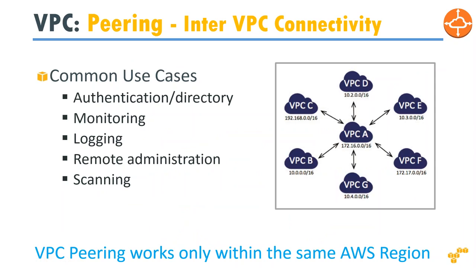And these are some of the common use cases when VPC peering works: when you want to authenticate with a centralized AD server, or you have a monitoring server sitting in a different VPC, or all admin tools are sitting in a different place, or you have one scanning server which you want to talk to multiple resources in your AWS account. In these kinds of scenarios, VPC peering is used. And as you can see at the bottom, VPC peering only works within the same AWS region. So don't try to create VPCs in different regions and create a peering connection, it won't work.